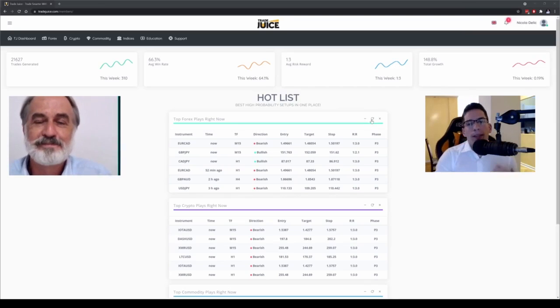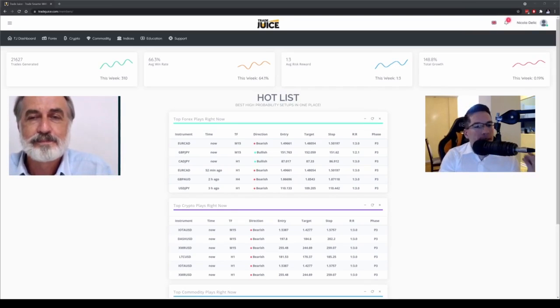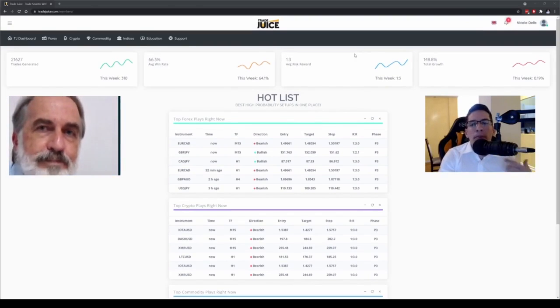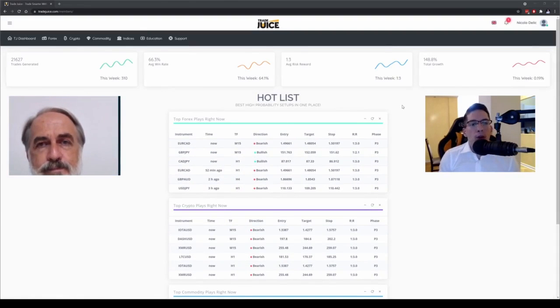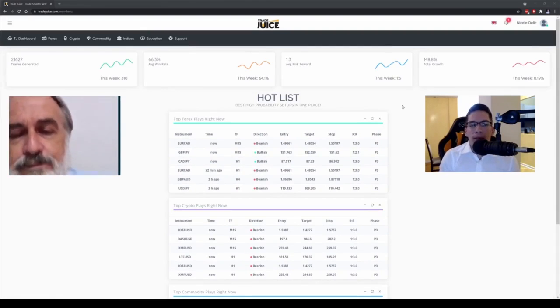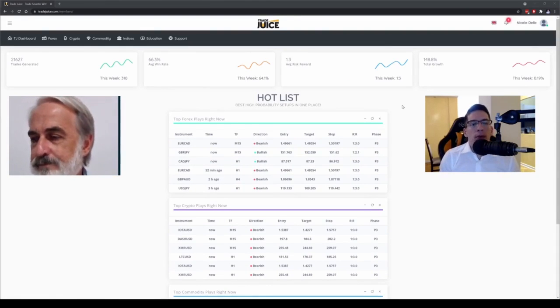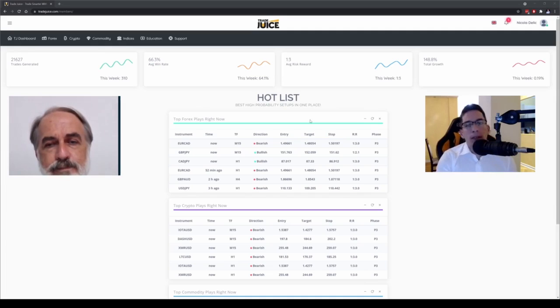Okay, so this is what Tradeology really is. It's a simple, let's call it a page, but it's more than a page where you can find everything that you actually need to become a successful trader. It's a dashboard designed to give you only the important information all day long. And let's start from the top.